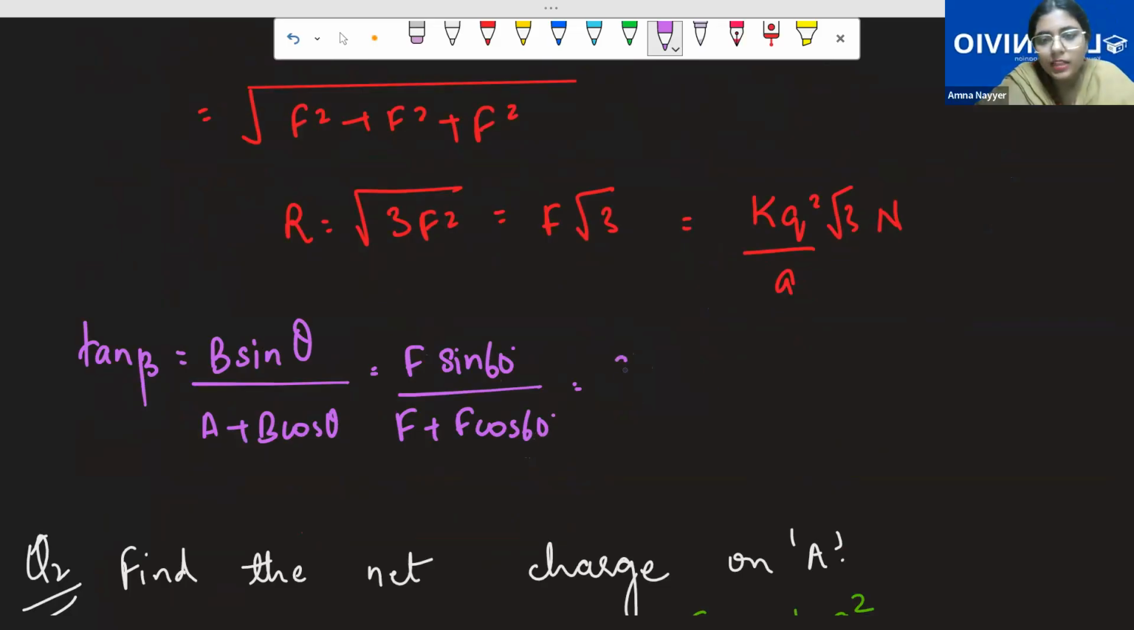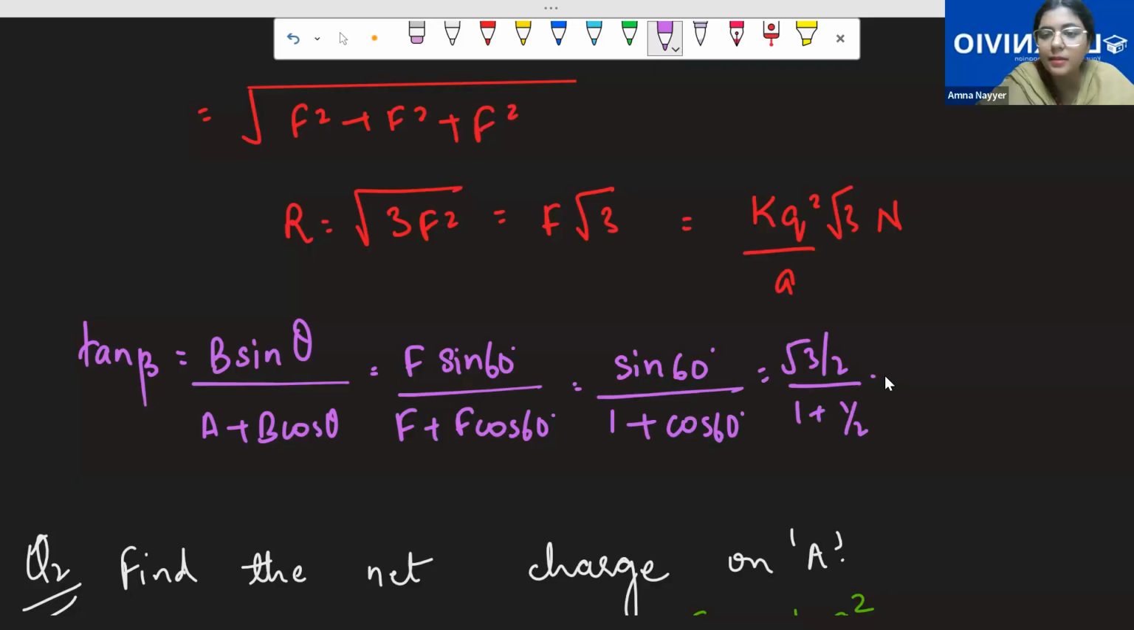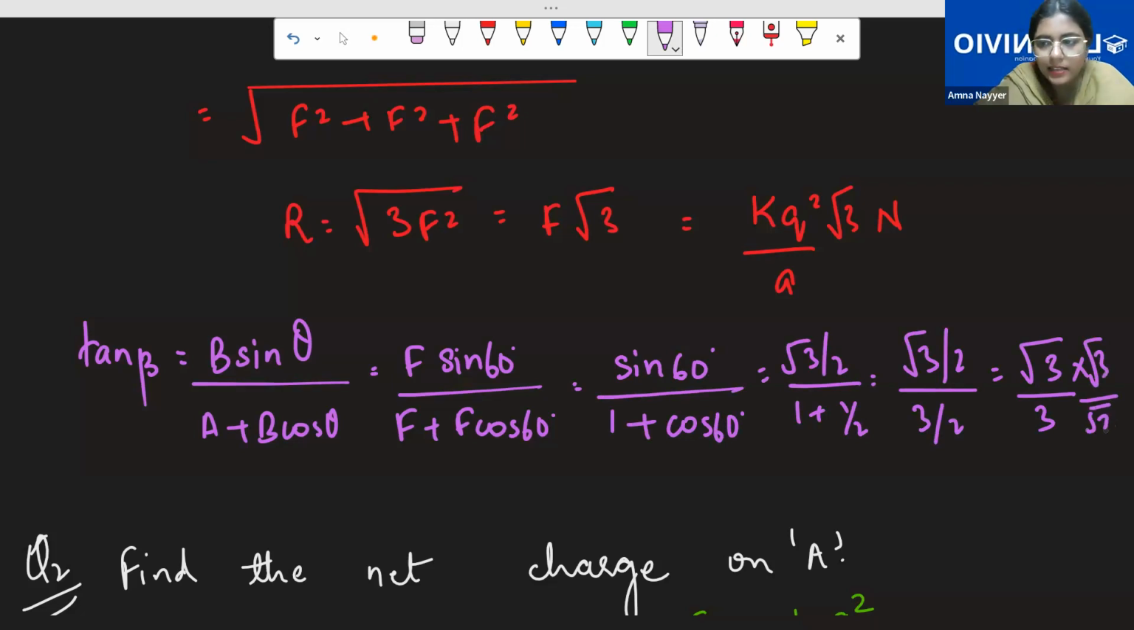This would be sine 60 degree divided by 1 plus cos 60 degree. Forces will be cancelled. Sin 60 is root 3 by 2. This is 1 plus cos 60 is half. That is 3 by 2. So root 3 by 2 divided by this becomes 3 by 2, which is root 3 divided by 3. If you want, you can further rationalize it by multiplying and dividing it by root 3. So that makes it 1 by root 3.